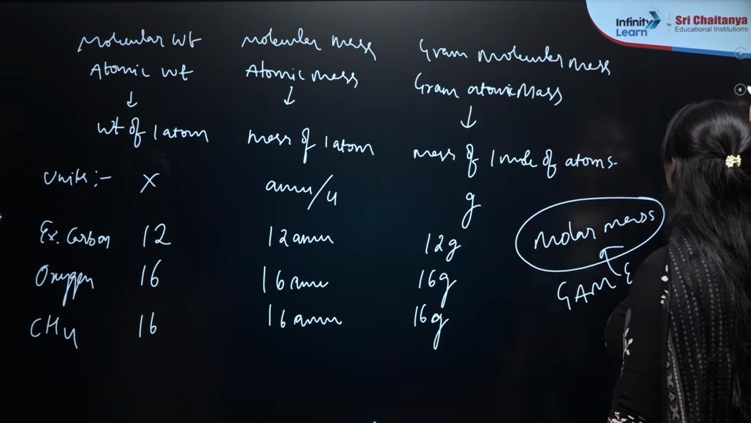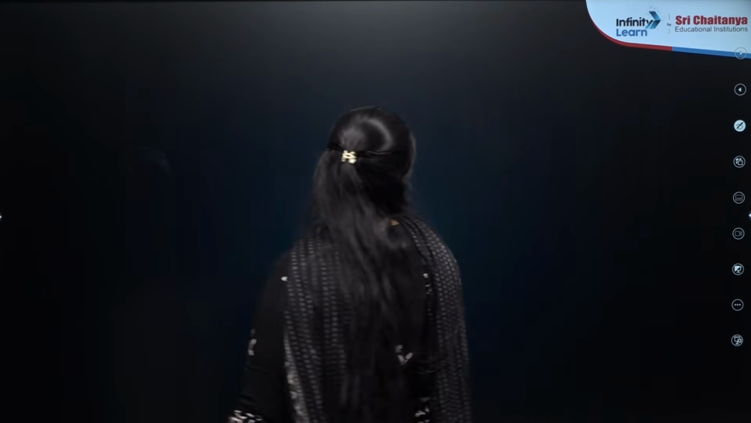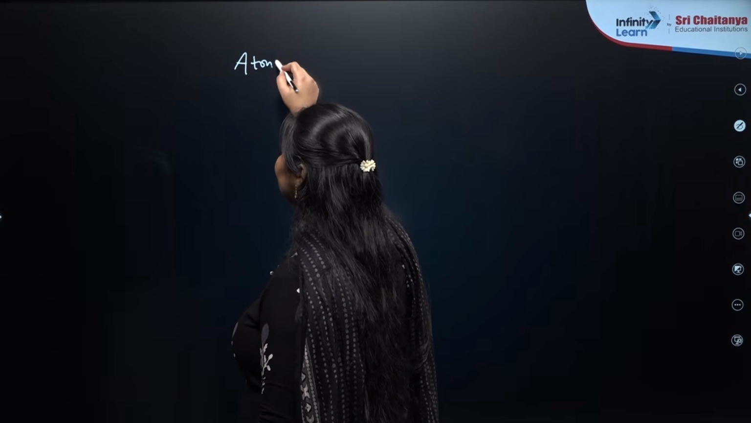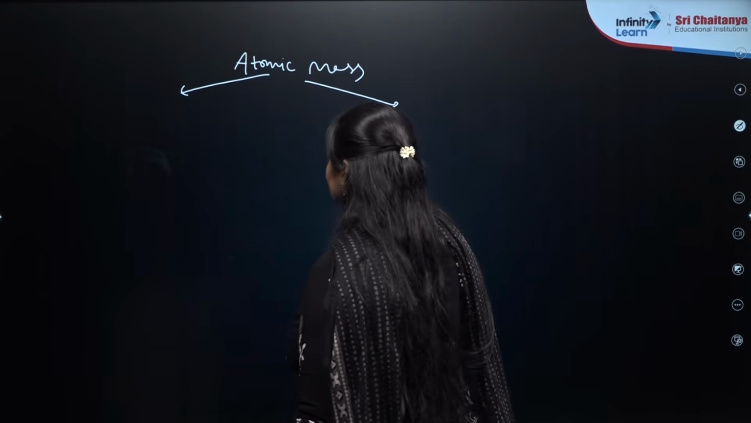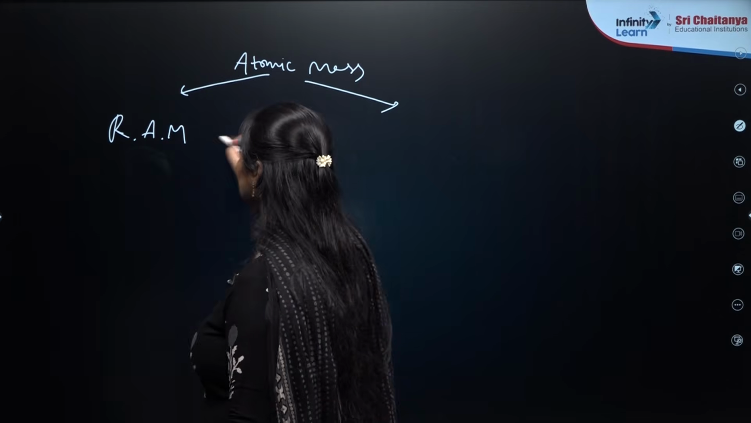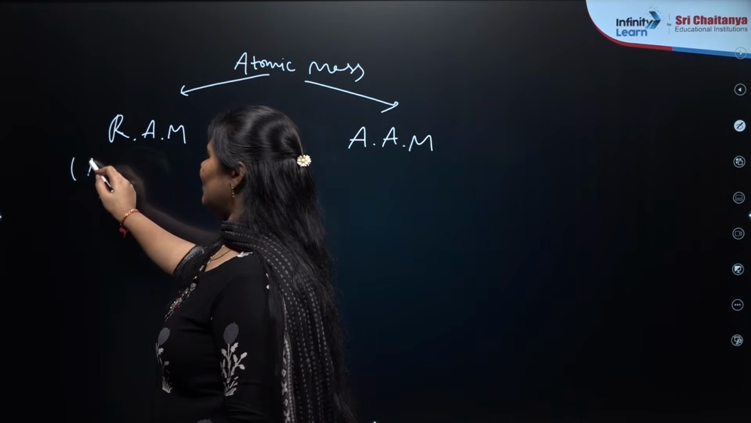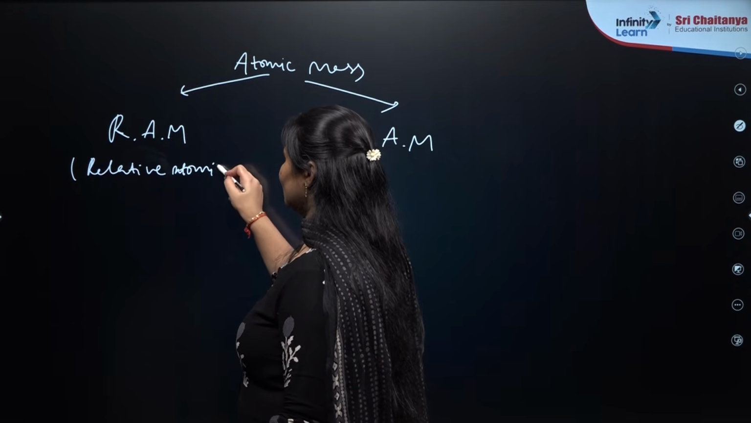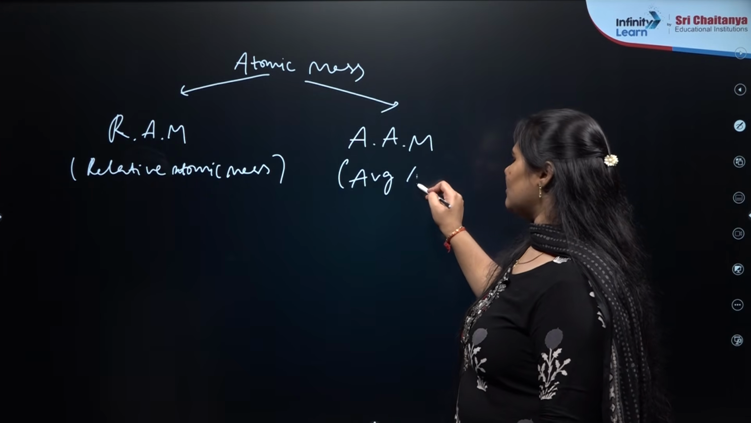Now before starting mole concept, let me tell you one more topic called atomic mass only. There are two types of atomic masses. You may get a question from this. Atomic mass is of two types, which I say shortly as RAM and AAM. What are RAM and AAM? RAM is relative atomic mass. And AAM is average atomic mass.